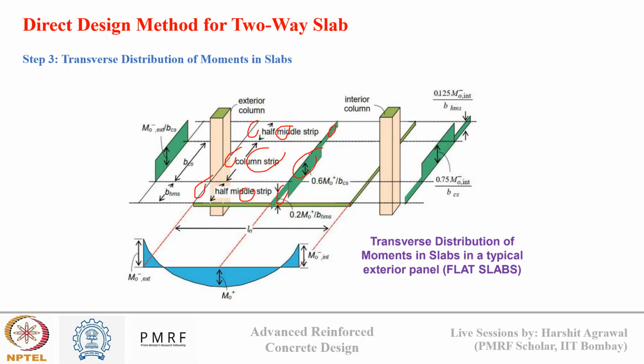And this distribution will depend upon whether we are near the interior column or the exterior column. Here you can see, for positive moment distribution in the transverse direction, it is always the same. 60% goes to the column strip, and 20% goes to the edge strip. However, for negative moment distribution, there are changes.